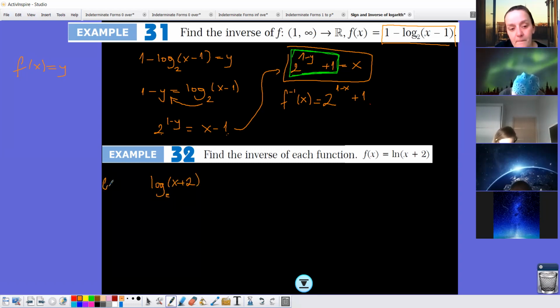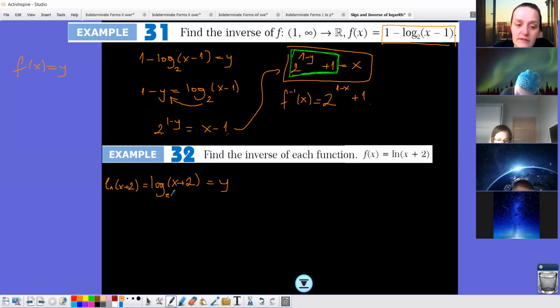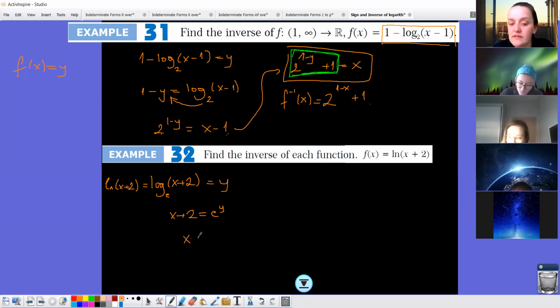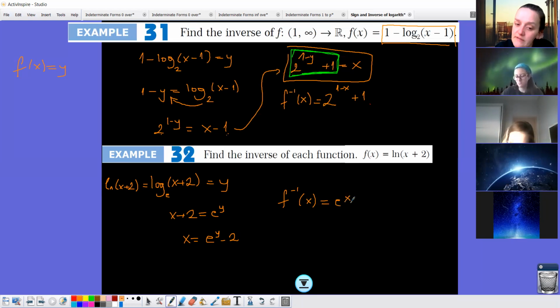The inverse will be e to the power of x, plus or minus 2. Okay, let's do it together. ln(x plus 2) is equal to the logarithm of x plus 2 to the base e, and this is equal to y. Because we are looking for x, I will convert this to exponential. So x plus 2 will be e to the power of y. Then you take the 2 to the other side, so x is equal to e to the power of y minus 2. Then your inverse function will be e to the power of x minus 2. Okay?